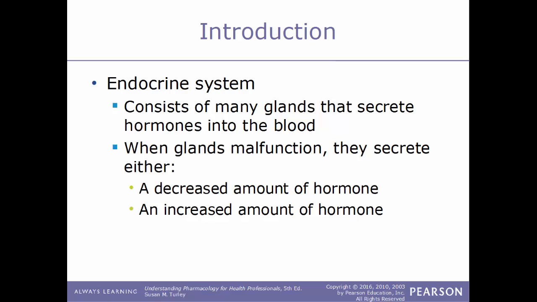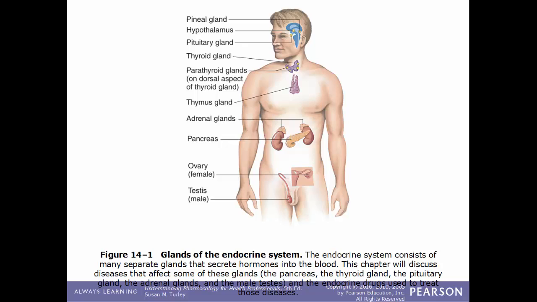I will start off with a brief introduction on the endocrine system. Now, the system consists of many glands that will secrete hormones into the blood. Now, when these glands malfunction, they either secrete a decreased amount of hormone or an increased amount of hormone into the blood. In this illustration, we have some examples of some endocrine glands.